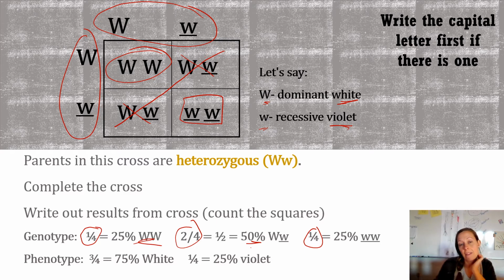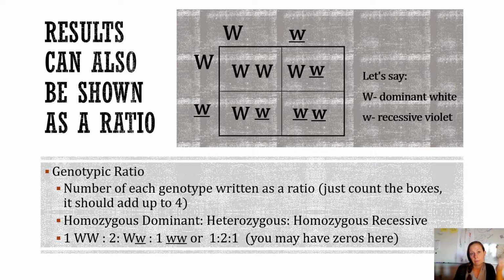Okay, and my phenotypes is what they look like. So I'm going to do my phenotypes in purple, so that's a different color, right? This guy has a big W, this guy has a big W, and this guy has a big W. So all of those ones will be white because white is dominant. So I have 3/4, which would be 75 cents. So 75% or 3/4 is white. And my last one, 25% or 1/4 is violet, purple.